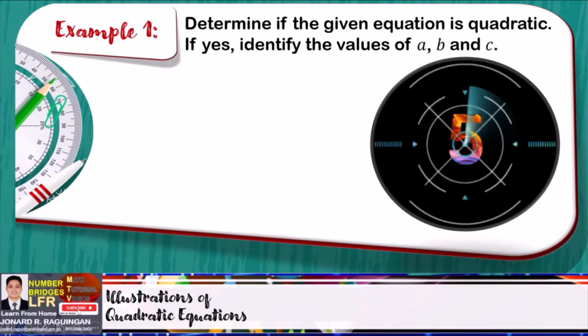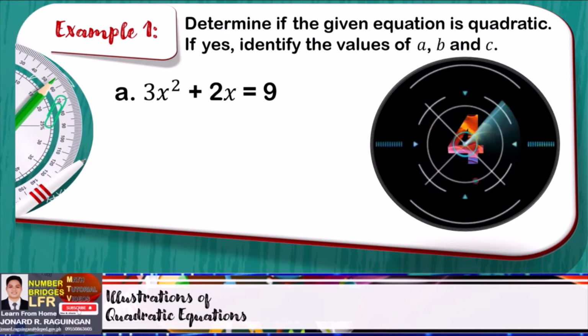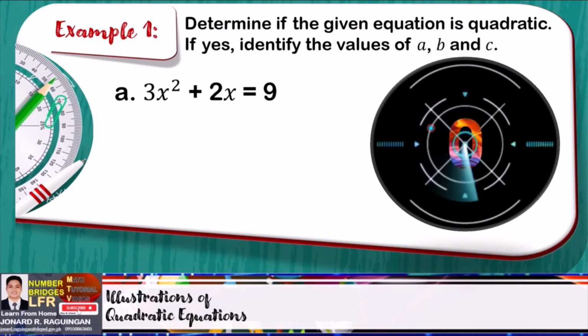Now, let's consider the following example. Determine if the given equation is quadratic. If yes, identify the values of a, b, and c. For letter A, we have 3x squared plus 2x is equal to 9. You have 5 seconds to answer. Time up. The correct answer is quadratic.